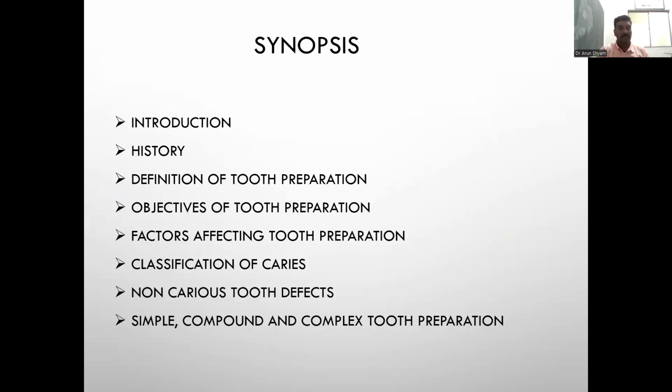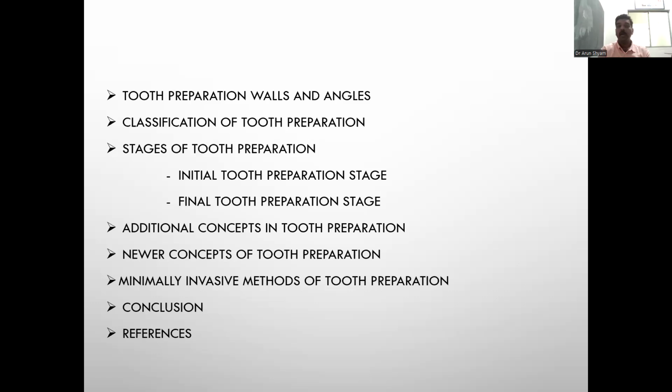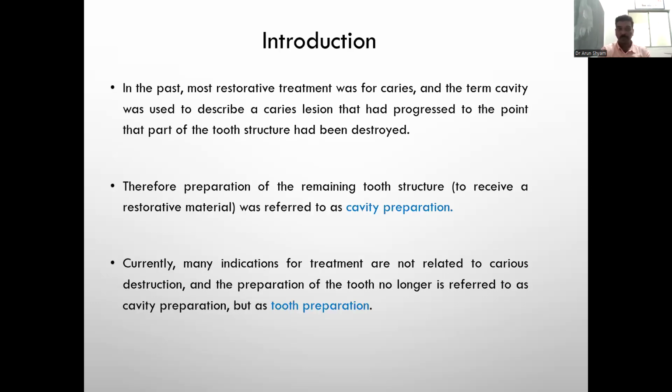So, the contents include introduction, history, definition of tooth preparation, objective of tooth preparation, factors affecting tooth preparation, classification of caries and non-caries tooth defects, simple, compound, and complex tooth preparation, and tooth preparation walls and angles, classification of tooth preparation, stages of tooth preparation. It includes initial tooth preparation stage, final tooth preparation stage, then additional concepts in tooth preparation, newer concepts of tooth preparation, minimally invasive methods of tooth preparation, conclusion, and references.